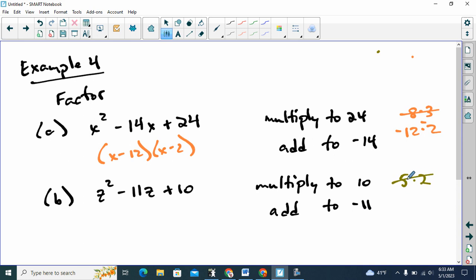A lot of times students will struggle to come up with anything else that multiplies to 10. Don't forget that 1's a factor. 10 times 1. 10 plus 1 is 11. There we go. We need to make negative 11. I need both of them to be negative. Negative times negative is positive 10. Negative 10 and negative 1 do make negative 11. So we've got z minus 10 and z minus 1.